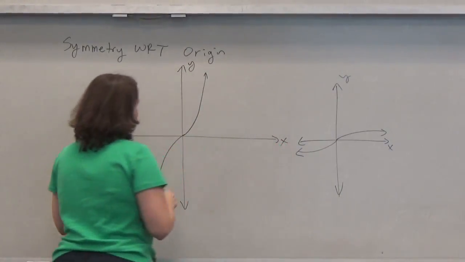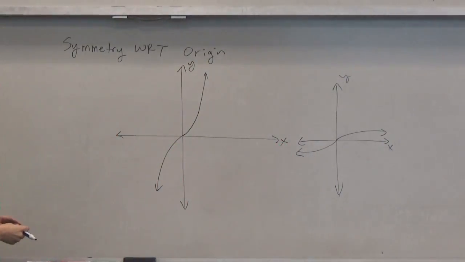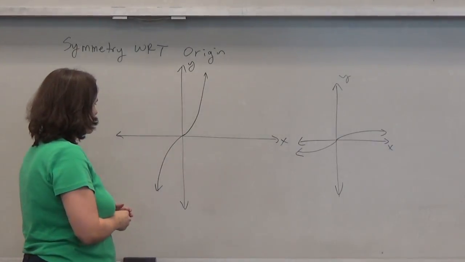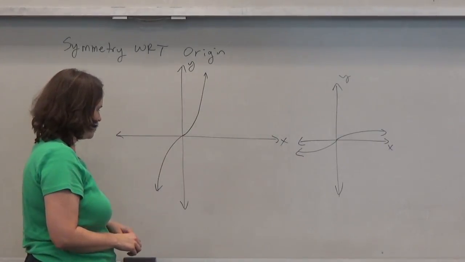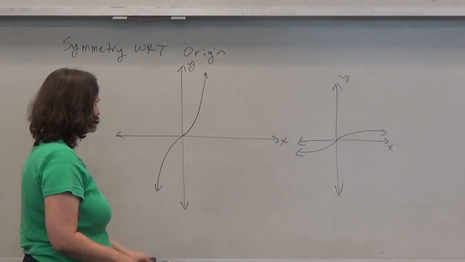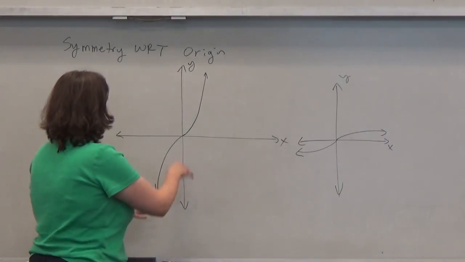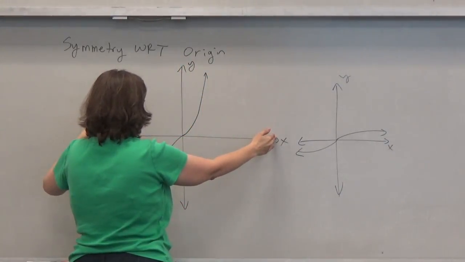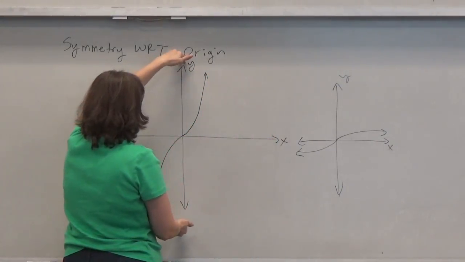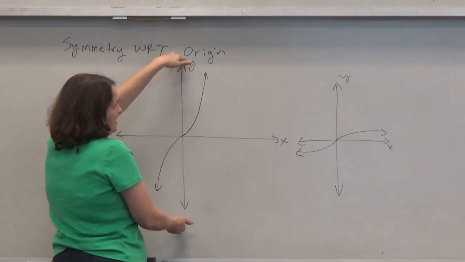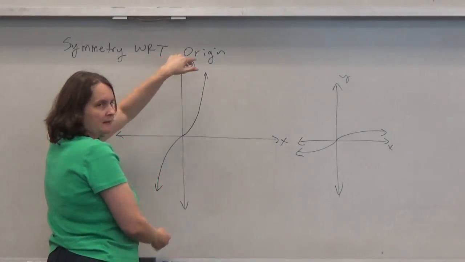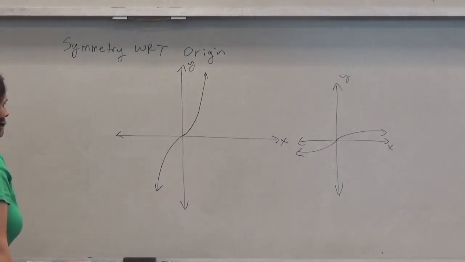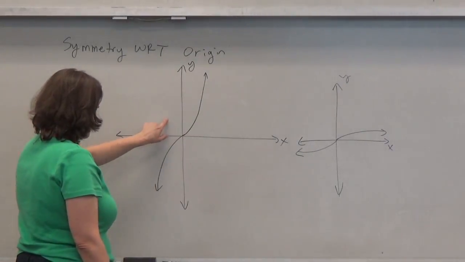These two graphs are examples of symmetry with respect to the origin. What happens with these? One way that you can think about this is if you were to take this picture and rotate it 180 degrees, so you're going to turn it upside down. And if it gives you the same picture back that you started with, then you have symmetry with respect to the origin. This one you need to be able to recognize.